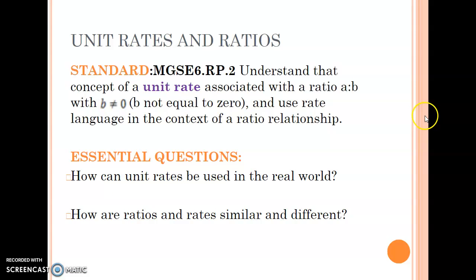The standard we'll be focusing on is MGSE 6, a Georgia Standard of Excellence standard for our ratios and proportions unit, which is the second standard, which states to understand the concept of a unit rate associated with a ratio A to B with B not equal to 0 and use rate language in the context of a ratio relationship. The essential questions we want to focus on are how can unit rates be used in the real world and how are ratios and rates similar and different?